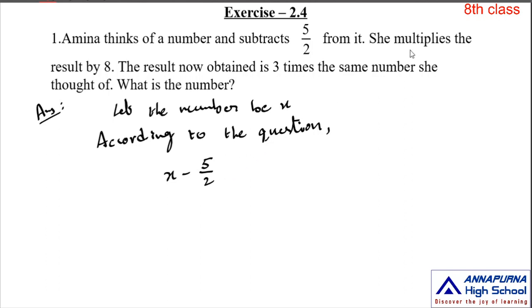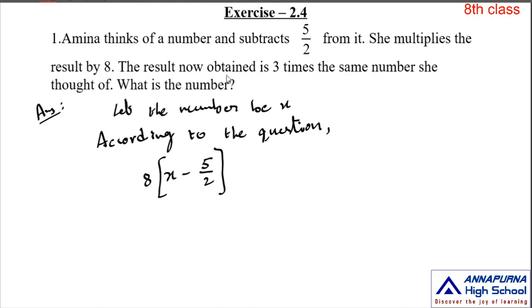And she multiplies the result by 8. Here what is the result? Here the result is x minus 5 by 2, and she multiplied that result by 8. So into 8. Now what is the final result? 8 into x minus 5 by 2. This is the result.